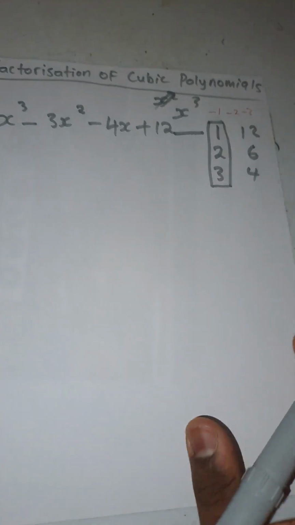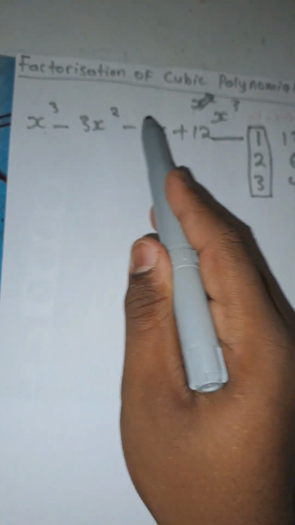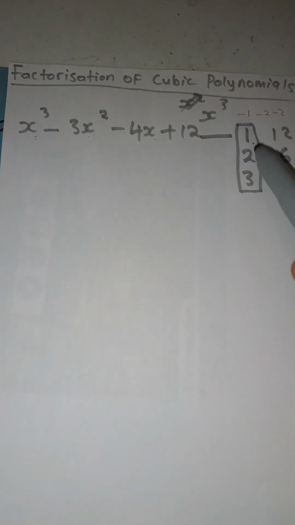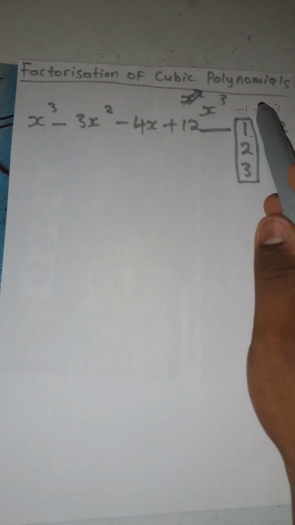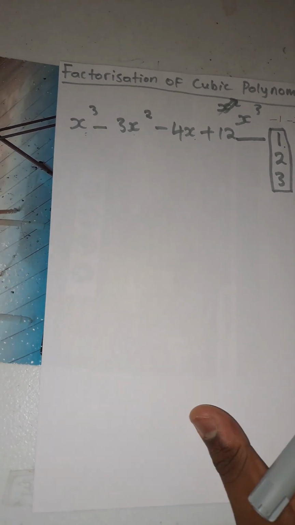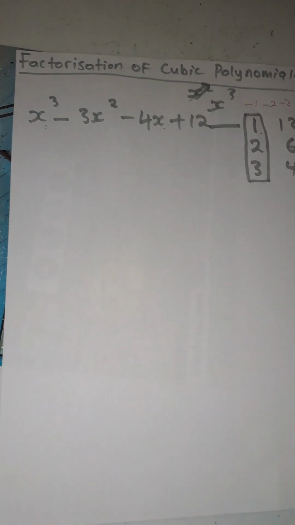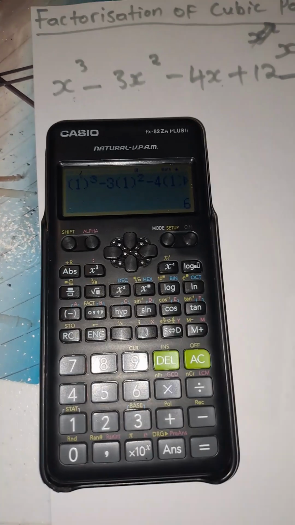The reason why we must use these numbers is that when we substitute 1 or 2 or 3 where there is x, we must get 0. So if you put 1 where there is x and you don't get 0, try 2. If you don't get 0, try 3, and if you don't get 0, try minus 1. Surely there will be a number that will give you 0, and there can be more than one. Okay, so let's start. I will put this in my calculator and show you how to do it.